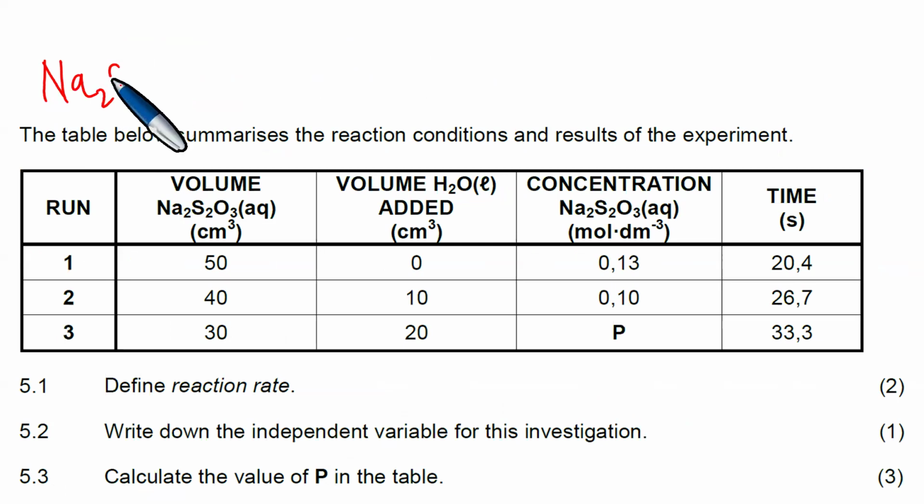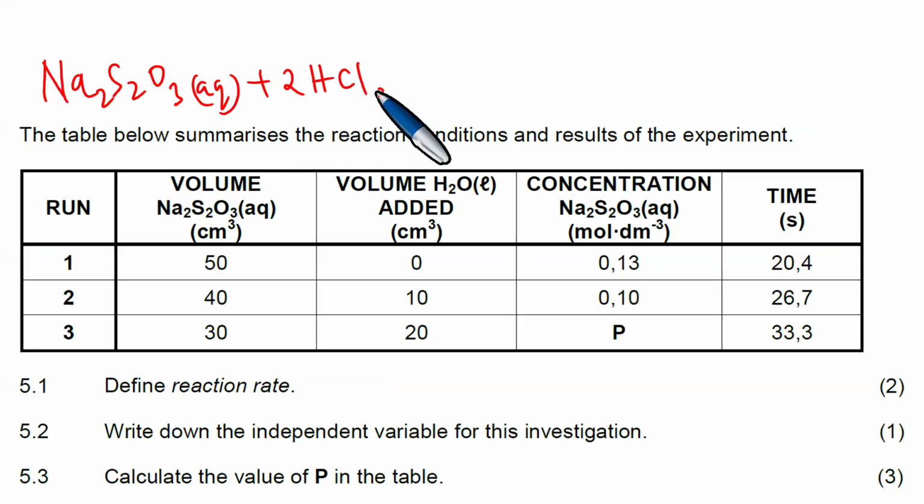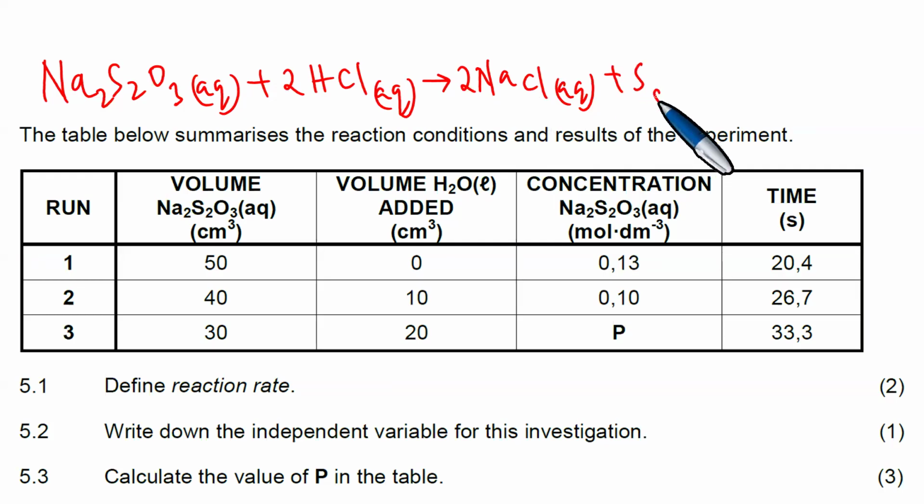Na2S2O3 aqueous, plus 2HCl aqueous, gives 2NaCl aqueous, sulfur solid, water H2O in liquid state, and sulfur dioxide gas.